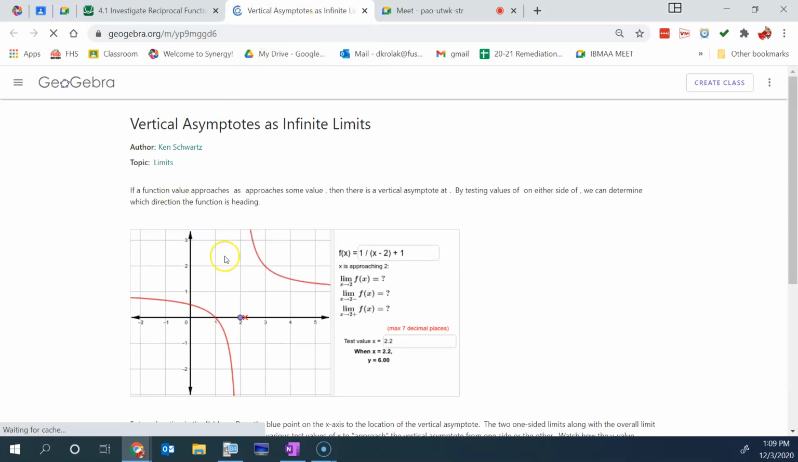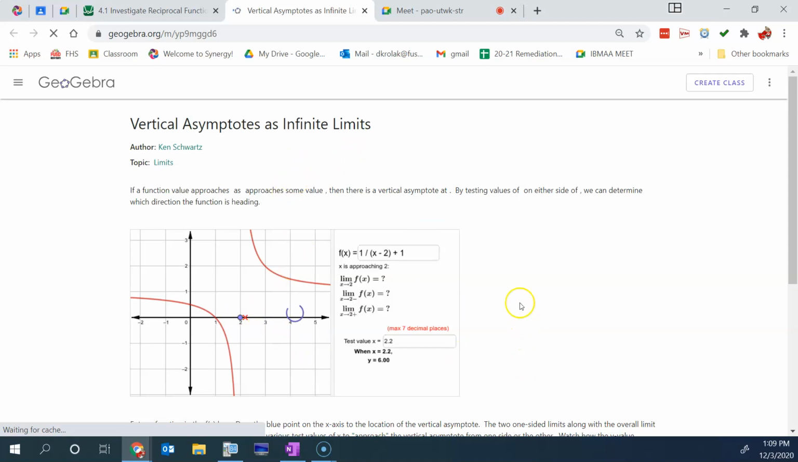Okay, so if you click on that little hyperlink, I put a link to a GeoGebra inside of a Desmos. These companies are arch rivals. I'm trying to bridge the gap here.